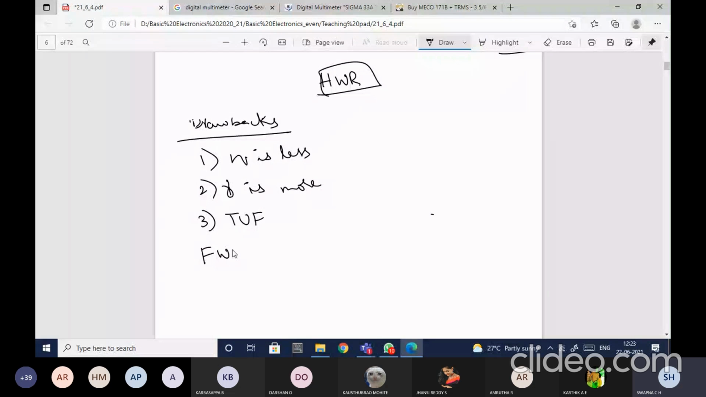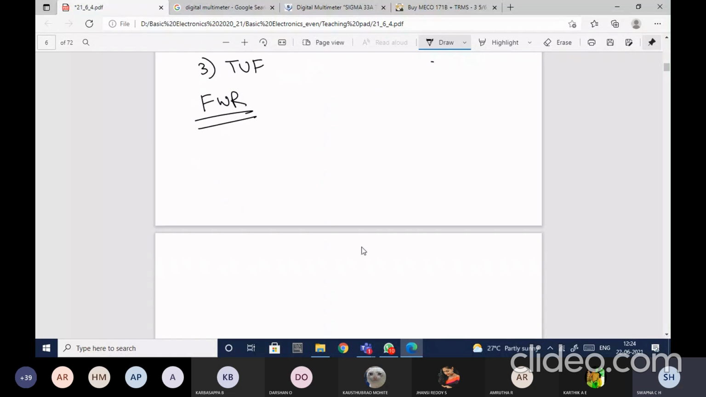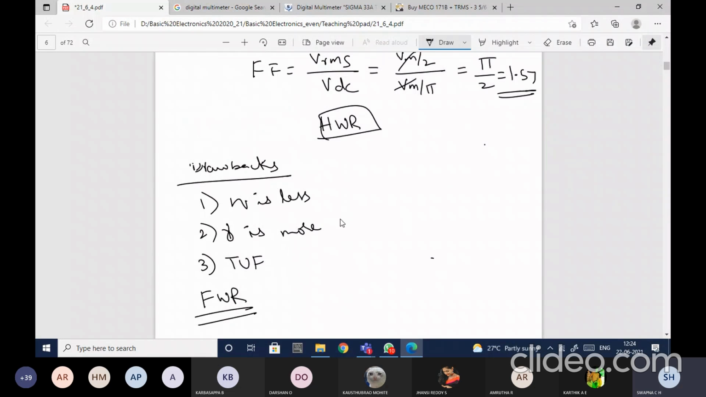I hope you people are following. Coming to the advantages, the circuit is so simple and we are just using one diode. These are the advantages of the half wave rectifier. In the exam, they may ask for the advantages and disadvantages of the half wave rectifier, so you should be in a position to explain them. To overcome all the disadvantages we have in the half wave rectifier, we'll go with the full wave rectifier.